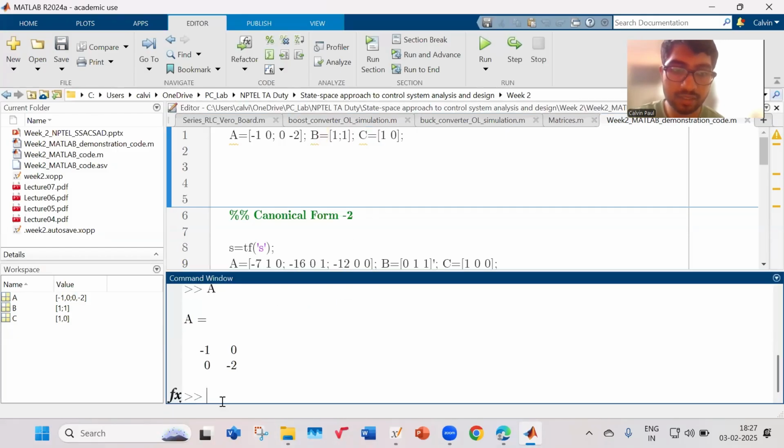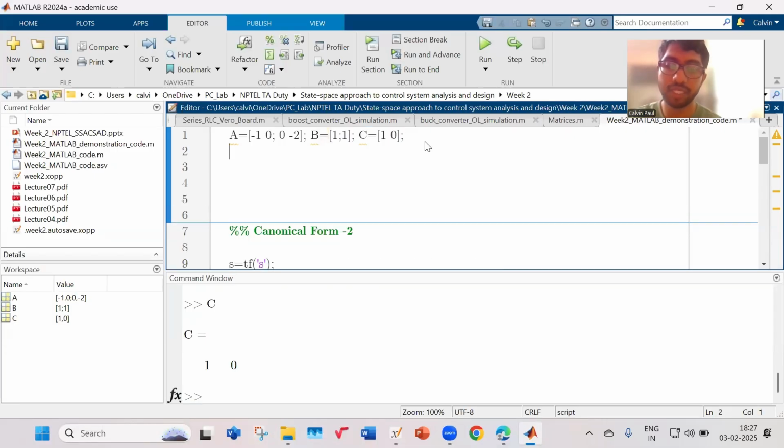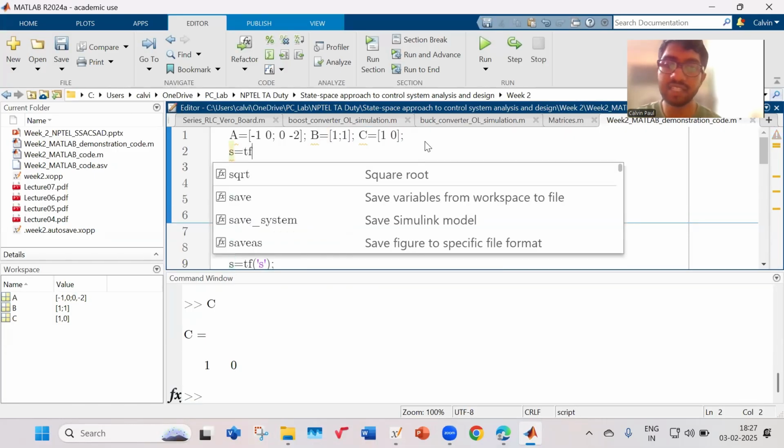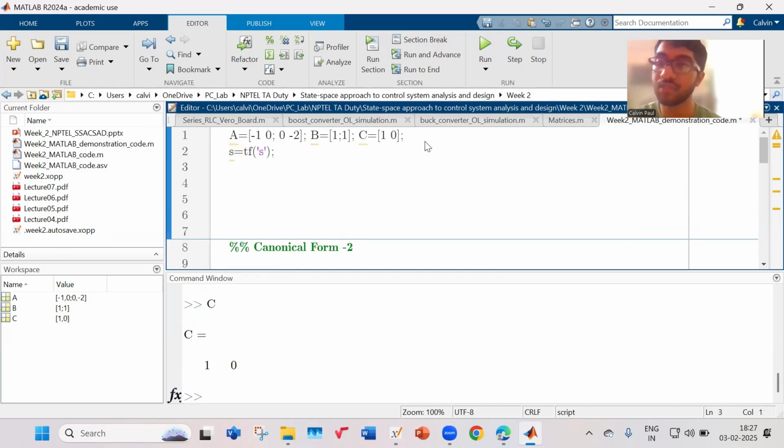My A is given like this: [-1, 0; 0, -2]. My B is [1; 1], and my C is [1, 0]. Now I want to find a transfer function, so I use this code. I define s as a transfer function variable. Then I find a transfer function G. Also, I need to remember D is 0.